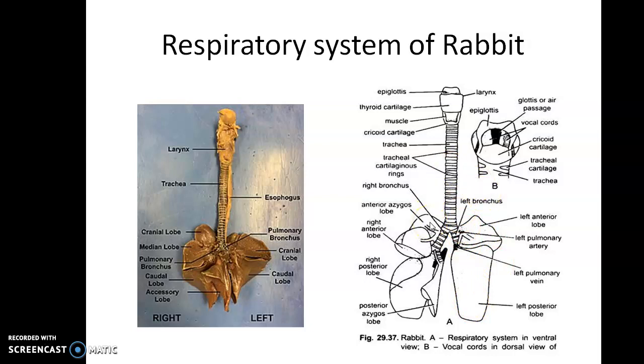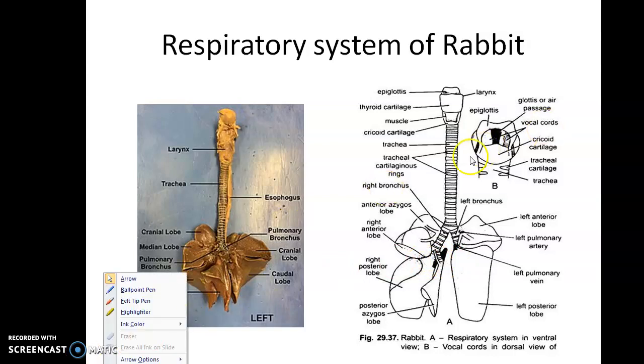And the lungs are situated in the thoracic cavity. They are covered by the bony framework formed dorsally by the vertebral column, ventrally by the sternum. We already studied about the sternum, which is seen in the front, and the vertebral column, which supports the back, and from the vertebral column arise the ribs.